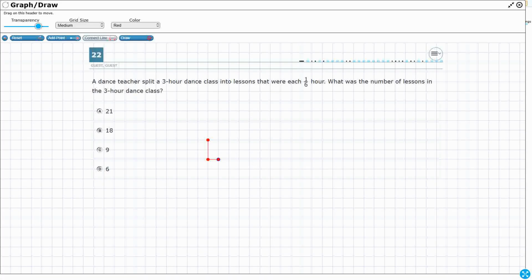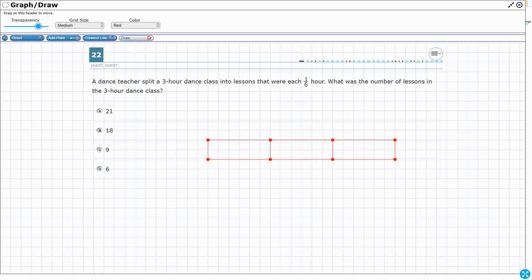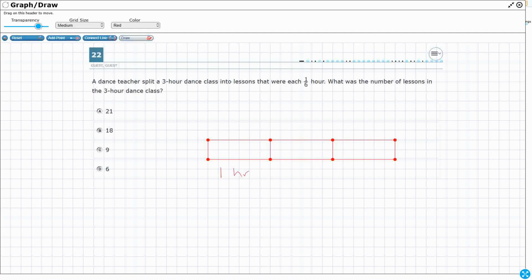So I'm going to make this 1 hour. I'm going to make this another hour, trying to make them equidistant. I'm going to make this another hour. Now I am carefully selecting my size, but let's go ahead and label this 1 hour, 1 hour, 1 hour. All right, so this represents my 3-hour dance class. Let's put that here, 3-hour dance class.